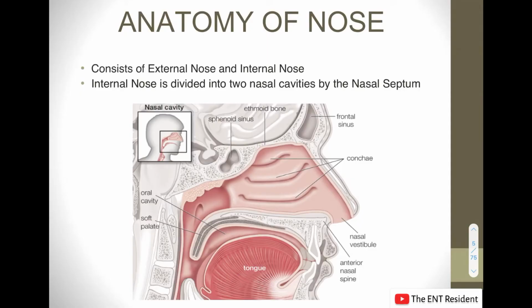So, we are beginning our topic today, which is anatomy of nose. Now, how can we divide the nose? The nose consists of two parts, the external nose and the internal nose. And the internal nose further can be divided into two nasal cavities by the nasal septum. So, in today's topic, we will be first talking about the external nose and every detail you need to know about the external nose.